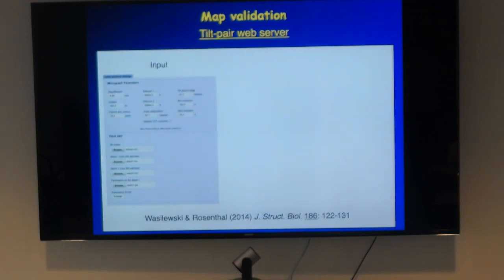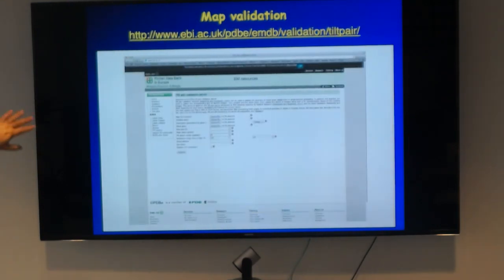So this was so useful that the EM database actually now gives you this tool. So if you deposit a structure, you can actually look at this. You can give your input data. But again, these days, when you get sub-nanometer resolution, you can see the pictures of the helices. All this is really not that necessary anymore.